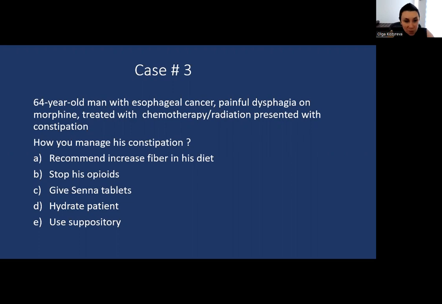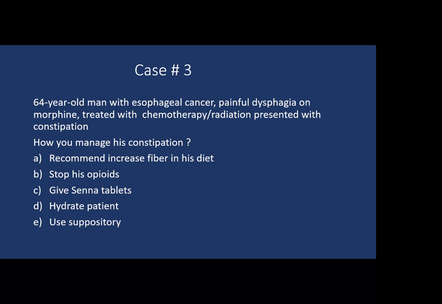So there are a couple of options here. We can recommend he increase fiber in his diet. We can stop his opiates. We can give him senna tablets. We can hydrate the patient. Or we can use a suppository. Maybe more than one answer is correct here. Maybe you can use a combination.